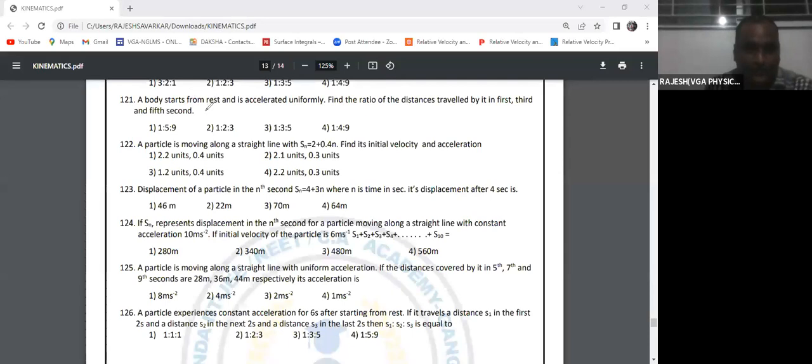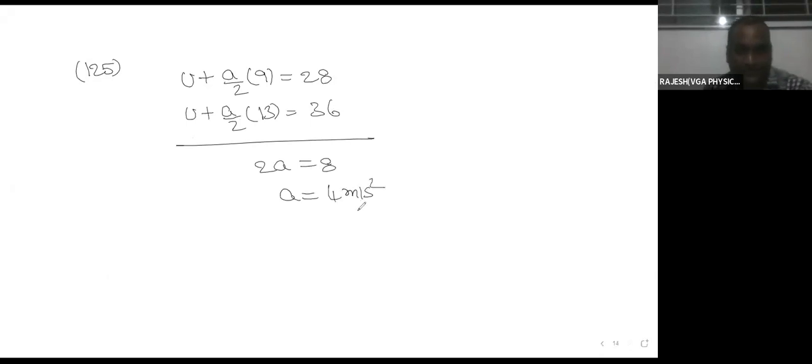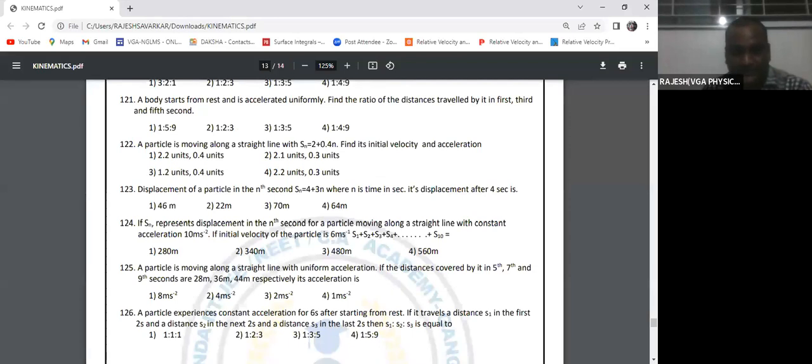Then U plus A by 2 of 7th second is 13, that is given as 36. Take the difference: 36 minus 28 is 8. So 13 by 2 times A, 9 by 2A, 4 by 2A, that is 2A. That means A is equal to 4 meter per second. So I think they asked A only. So what is the acceleration? That is 2 meter per second square, right?